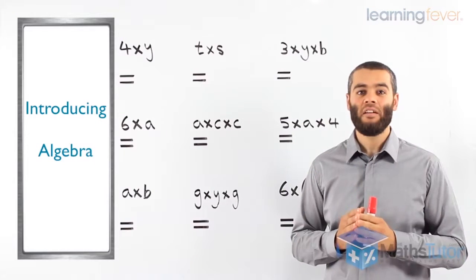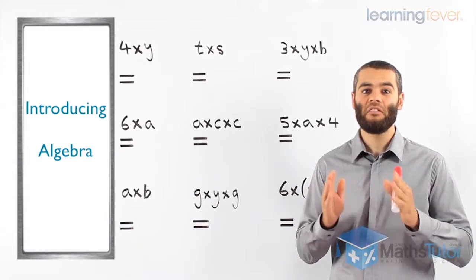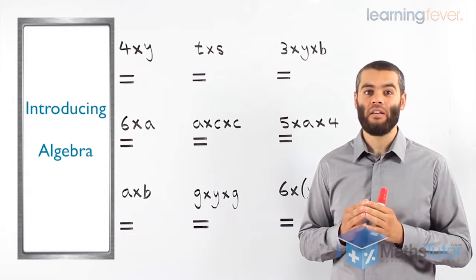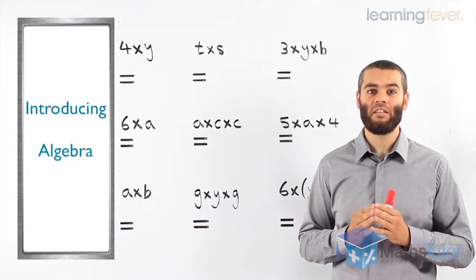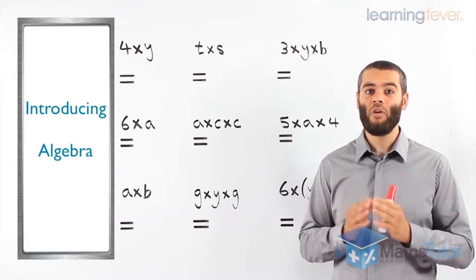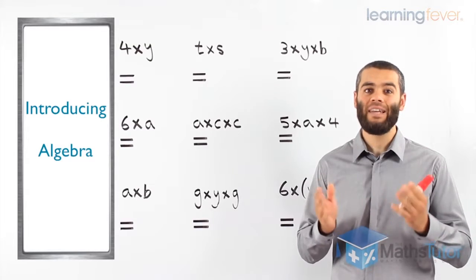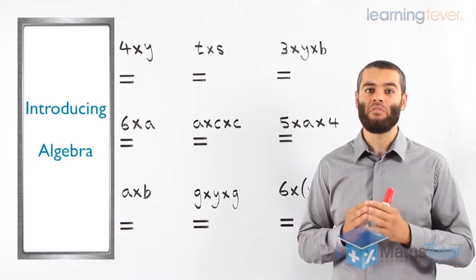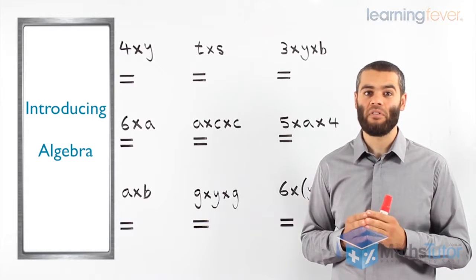Hey guys, I always tell my students, maths is about making complicated things simple. It's about simplifying. It's about making your life easier and more understanding. Algebra is a topic that does just that. It's a topic that introduces pronumerals. What are pronumerals? They are letters or symbols, and they take the place of numbers.